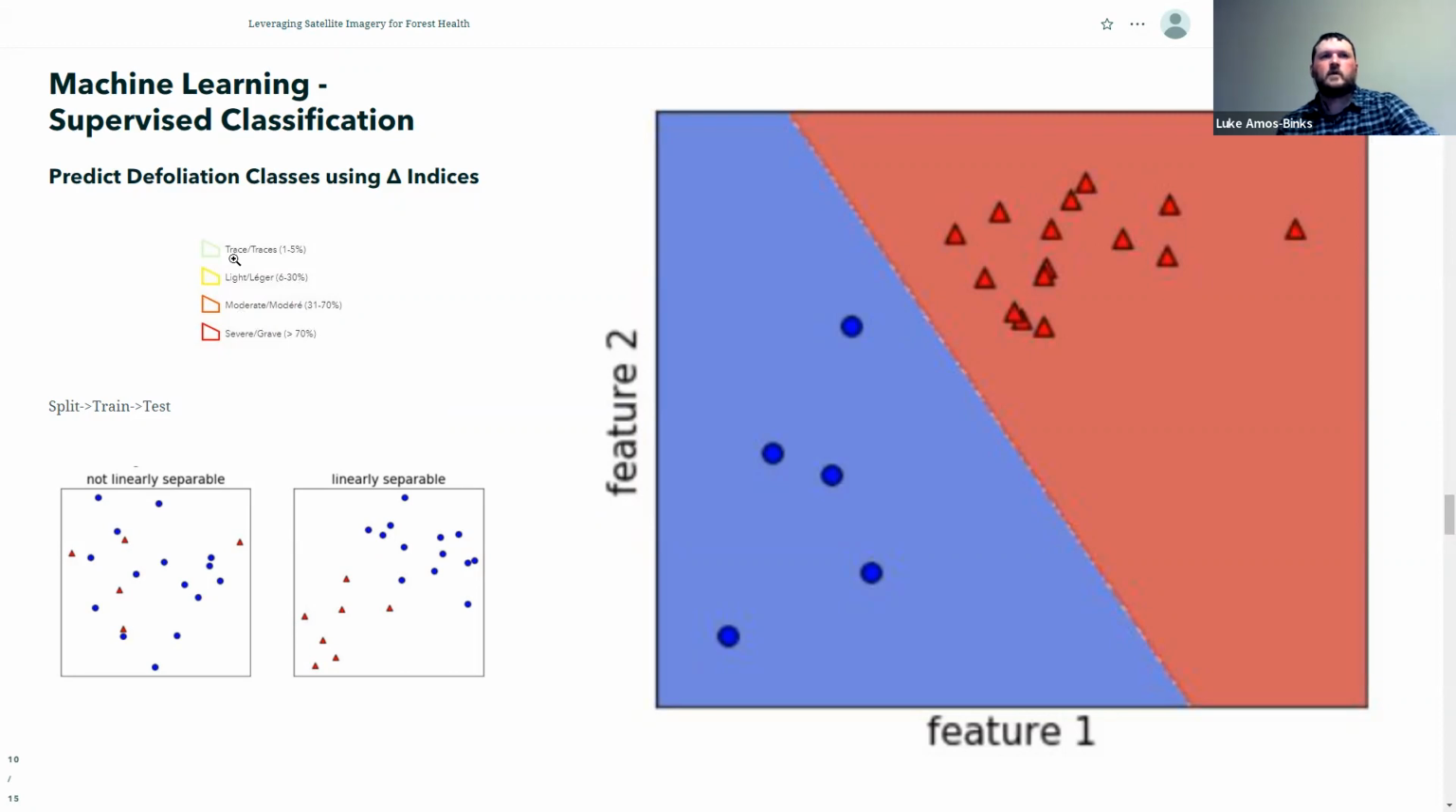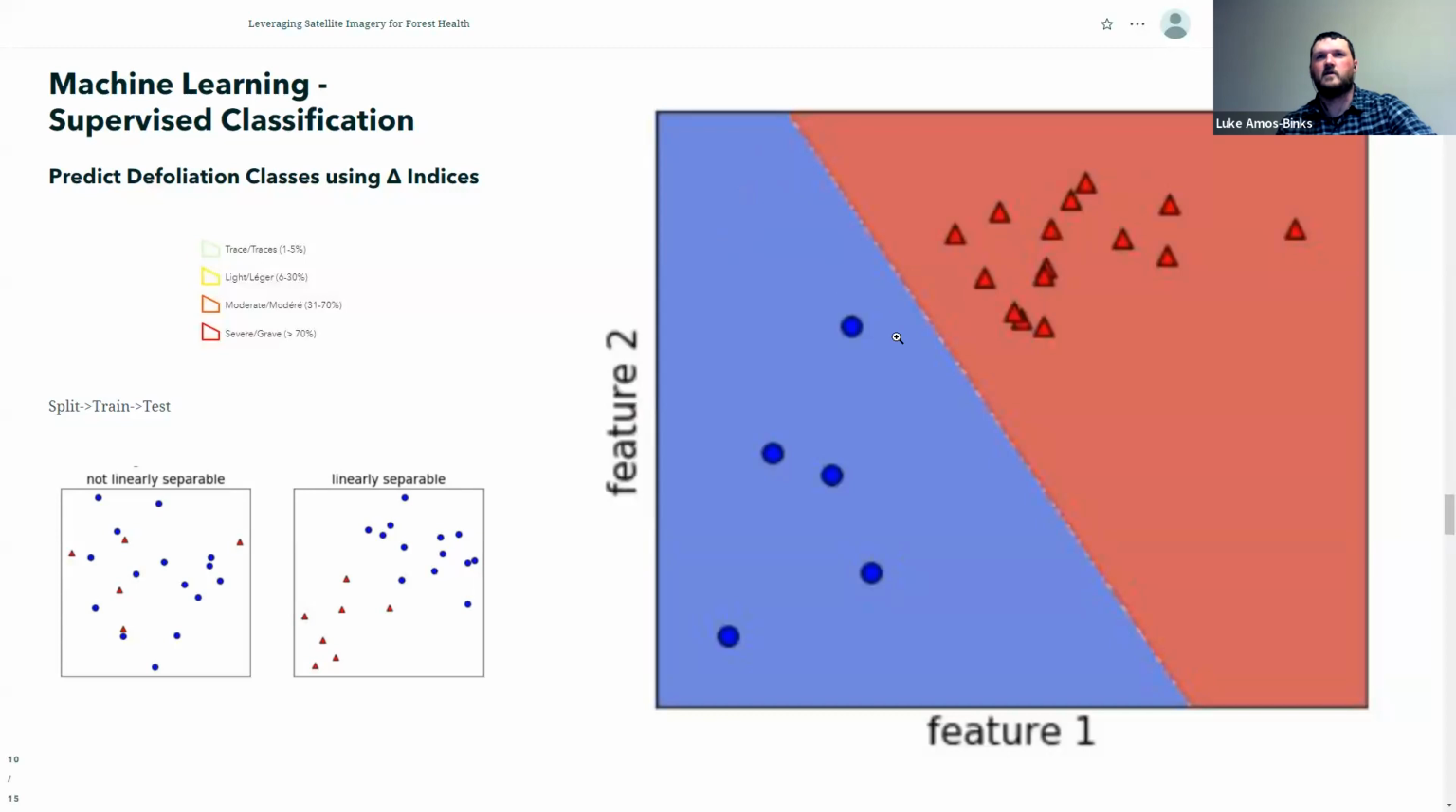So to do this, we need to split our field data into two sets. One is our training data and one is our testing data. The training data is used to fit a model, to create a model of the split between categories, and then the test data is used to validate it or come up with an accuracy assessment of the model that you produce. And this is just sort of a simplified version of what we're trying to do.